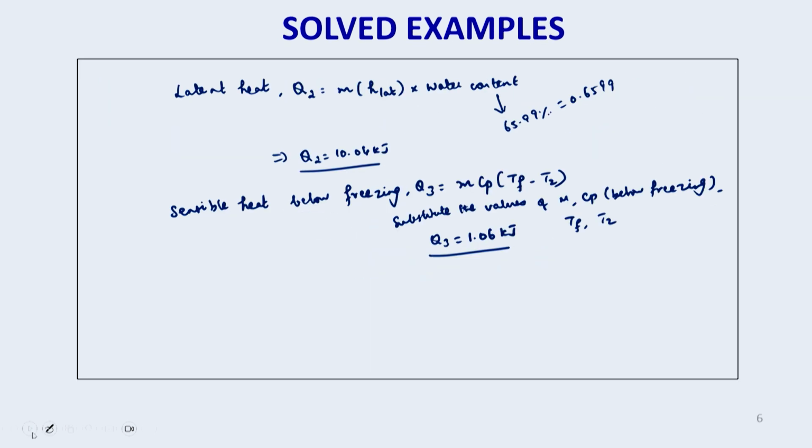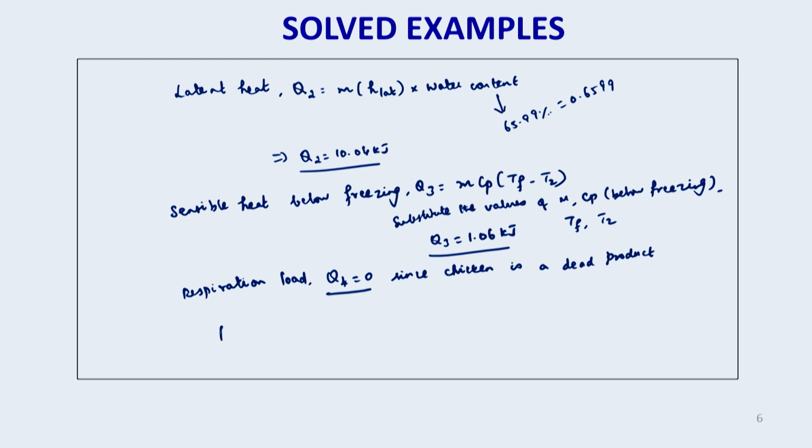The respiration load, Q4, is equal to 0. Since chicken is a dead product, it is not a live product, Q4 is equal to 0.